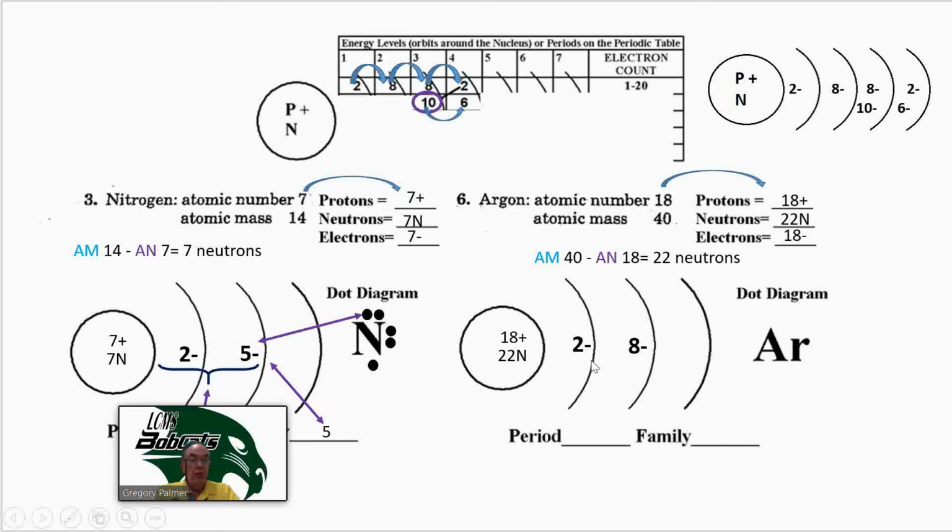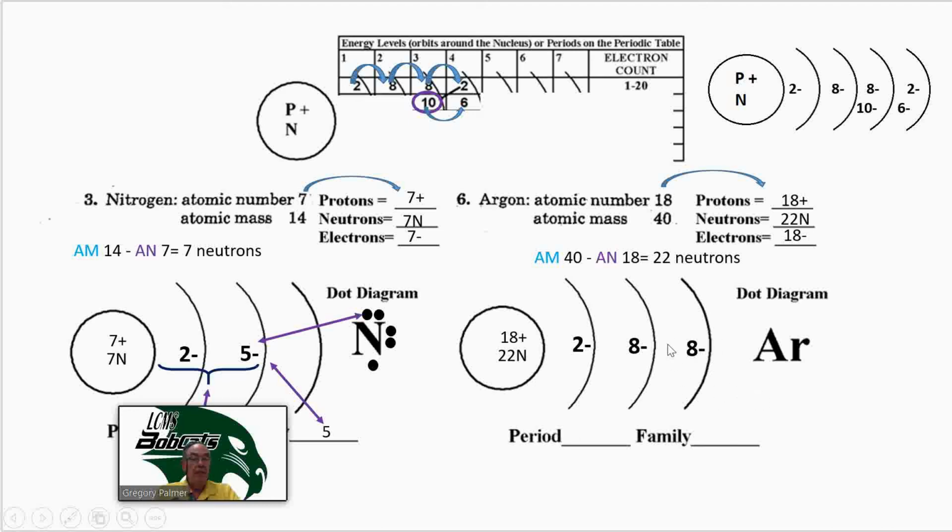And we're going to check. 2 plus 8 is 10, and we need a total of 18. So we're not done yet. When this is full, we go to the next energy level, which can have up to 8. So we're going to put them in there. 2 plus 8 is 10, plus 8 is 18. So we're finished. All the parts of the atom are here. We have the nucleus correct, the 18 protons, the 22 neutrons, and then all of the electrons.